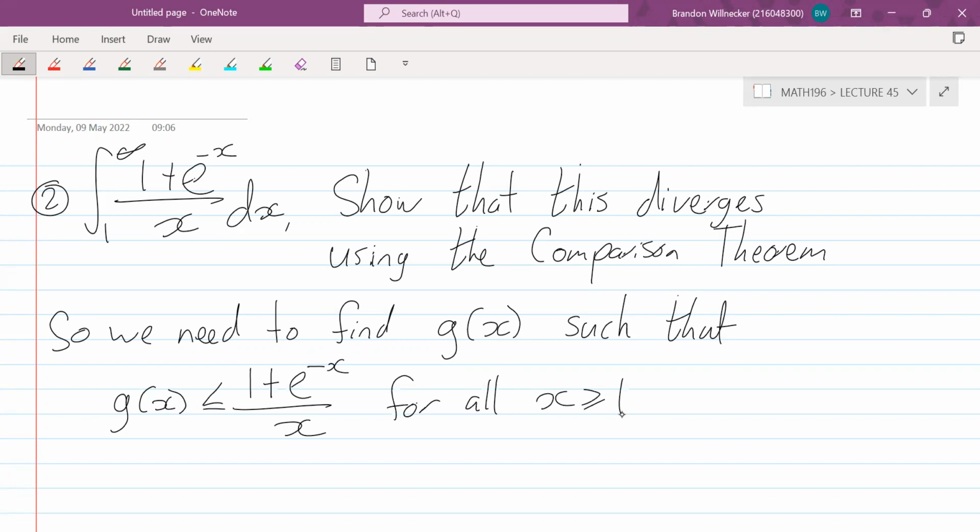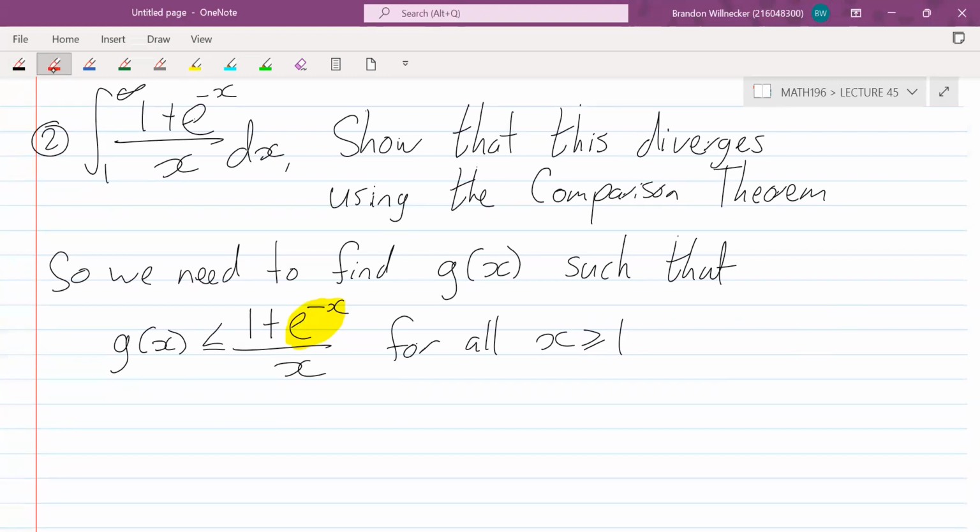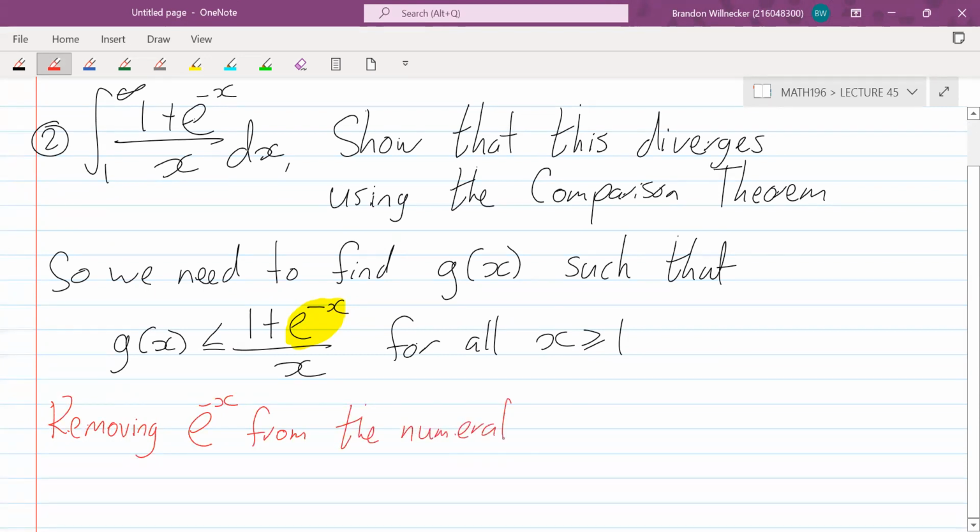Okay, so we want to make this simpler. So what we can do is we can just remove this e to the minus x. So removing e to the minus x from the numerator will make the fraction smaller.